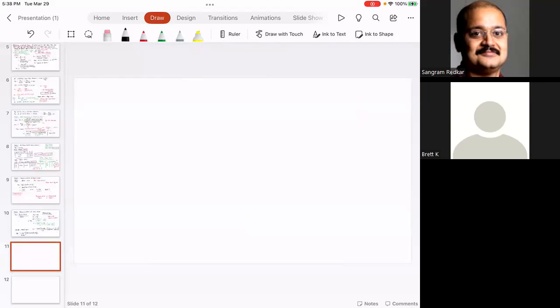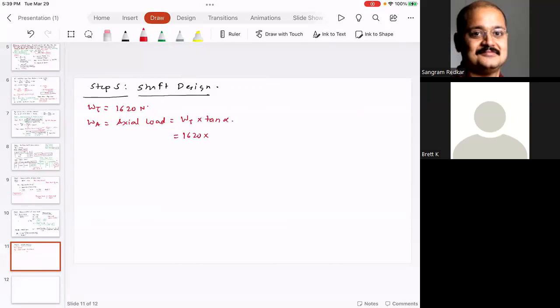The last step is the shaft design. So Wt is equal to 1620 newtons. Wa is the axial load, which is Wt times tan alpha, 1620 times tan 30, which is 935 newtons.